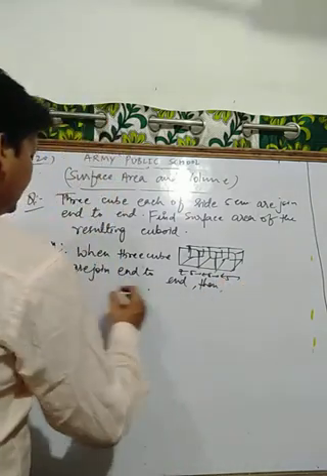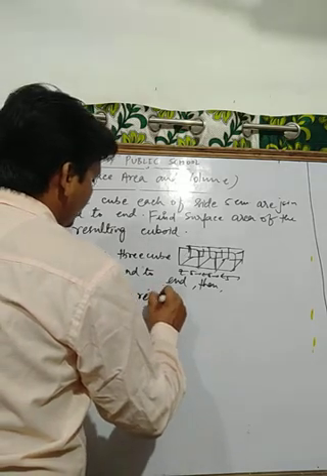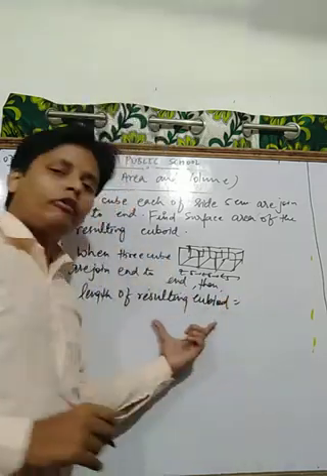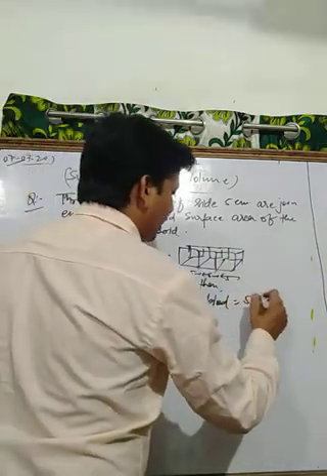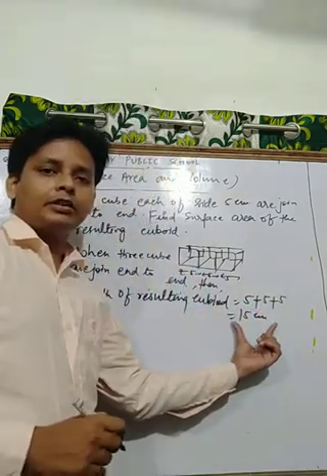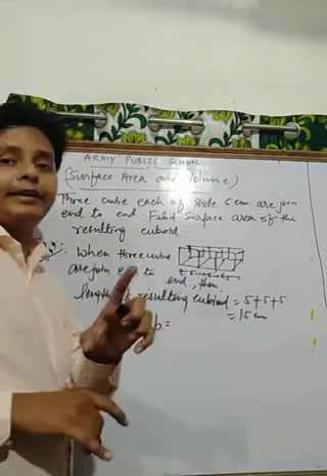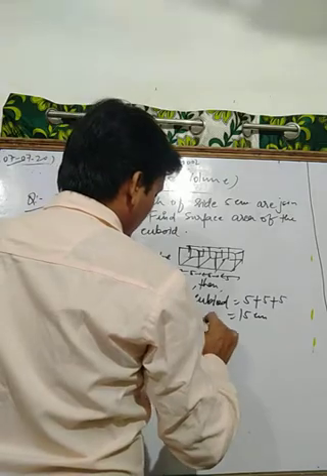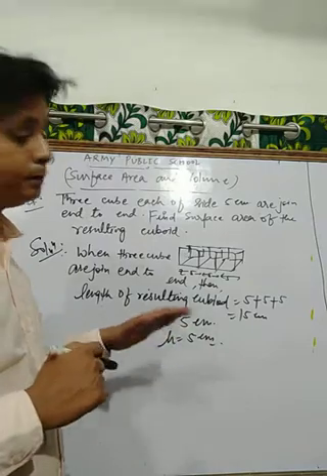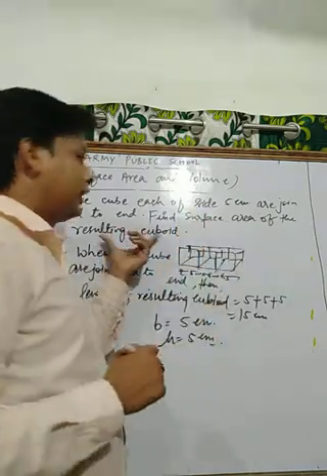Then the length of the resulting cuboid is what? 5 plus 5 plus 5, that is 15 centimeter. The breadth and height of the resulting cuboid will be the same, that is 5 centimeter. Now what do we find? We find the surface area of the resulting cuboid.